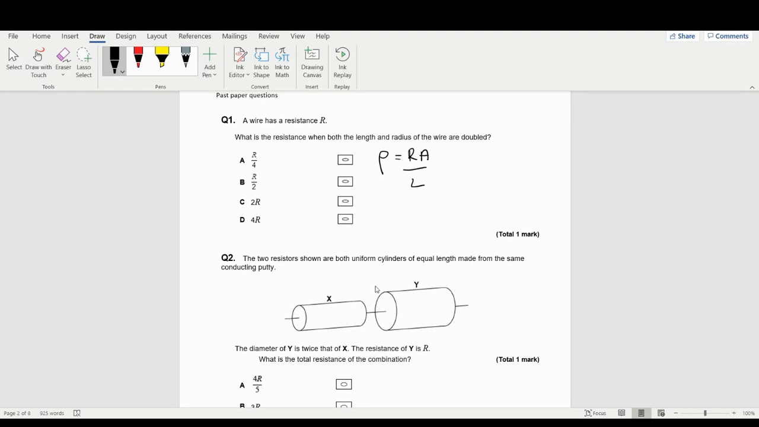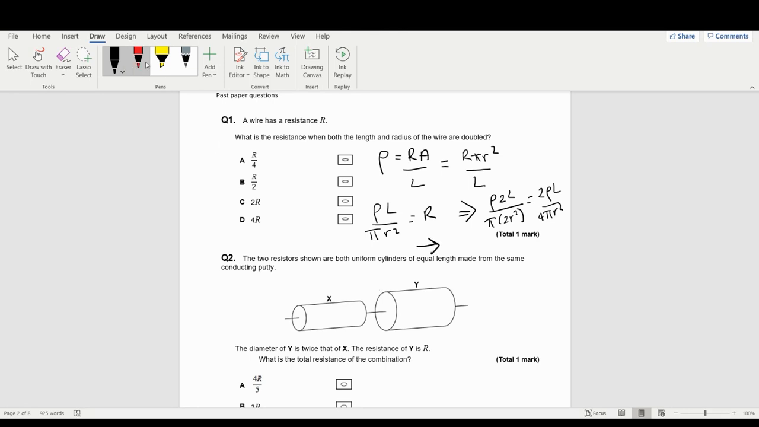Okay. Now, it's a wire, so my area is actually going to be pi R squared, over L. So if I now rearrange this, I've got rho L over pi R squared equals R. I want to know what happens if I double the length of the wire and double the radius. So I've got rho 2L over pi (2R) squared, which is going to be 2 rho L over 4 pi R squared.